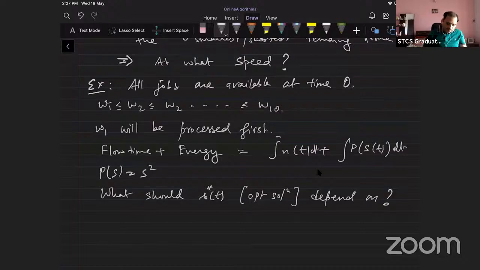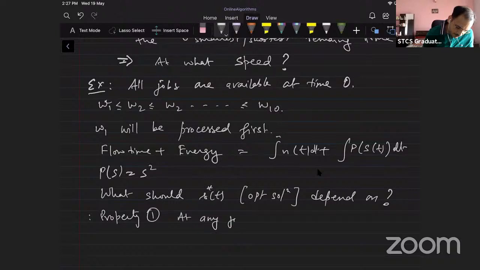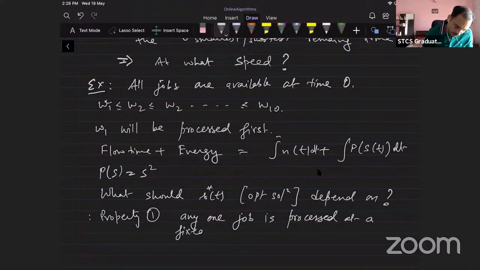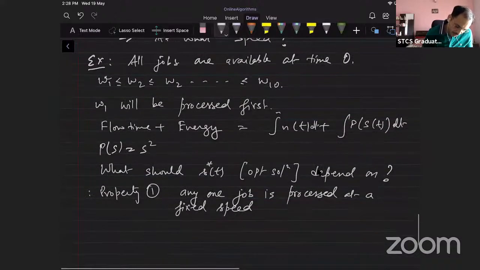So let's say the following. Given that, the first property is easy to see. Property 1: any job is processed at the same speed throughout. By any job I mean any one job. Any one job is processed at a fixed speed. So we know it's like S1 star T, S2 star T, and so on till S10 star T.